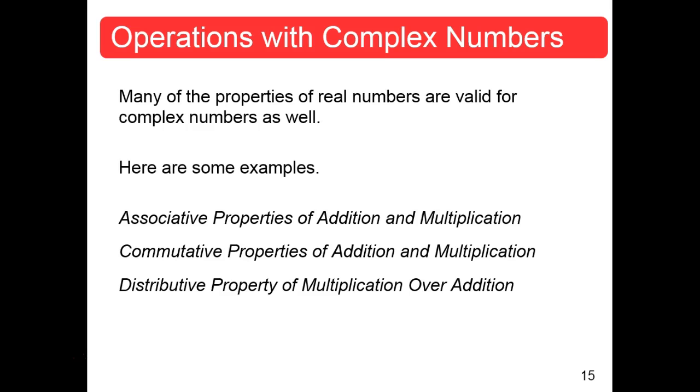Now, many of the properties of real numbers are valid for complex numbers as well. Associative properties of addition and multiplication. Doesn't matter how you group them, they still add or multiply the same. Funny, we haven't even done multiplication yet, and they're talking about it. We'll get that next. Commutative properties of addition and multiplication will work too. That means a plus bi plus c plus di is the same as c plus di plus a plus bi. Doesn't matter for addition and multiplication what order you multiply or how you group the adding or multiplying.